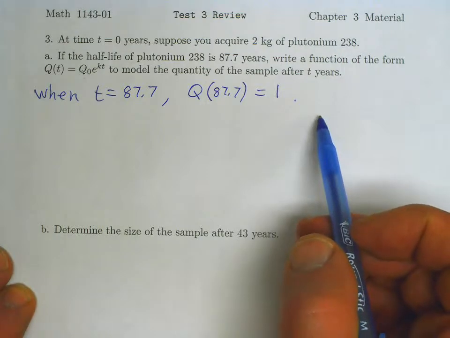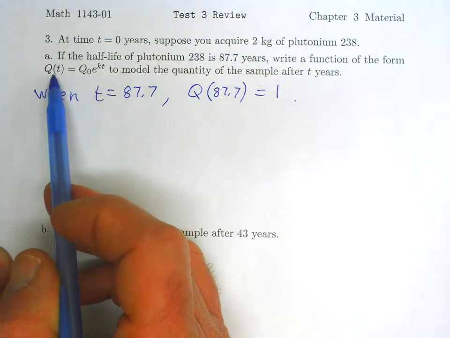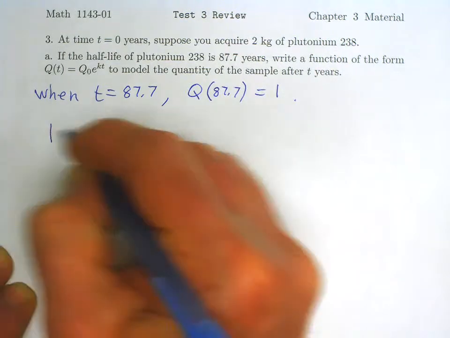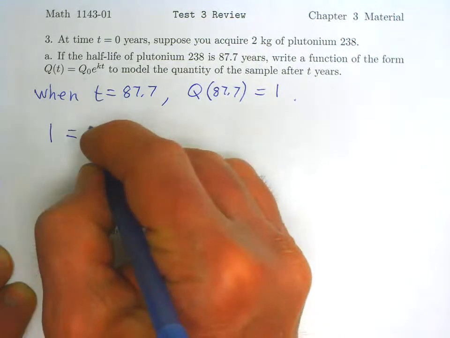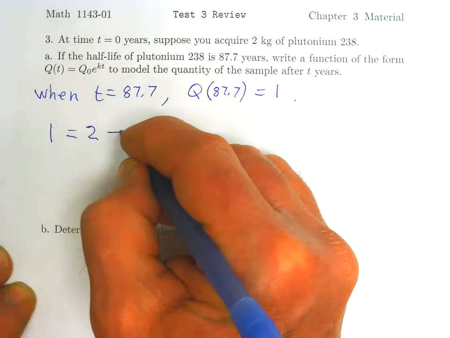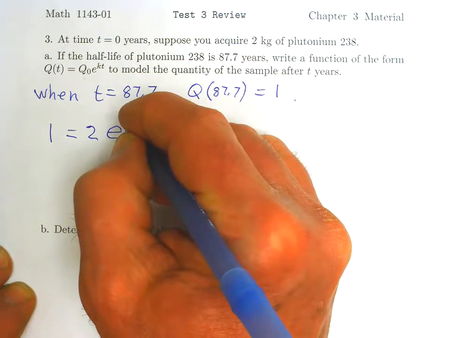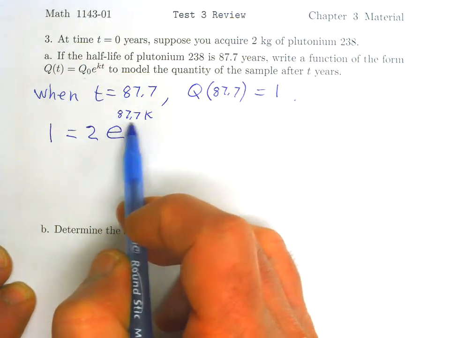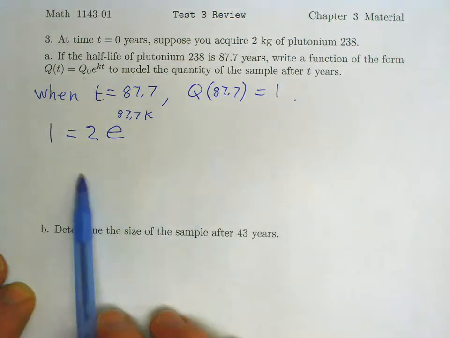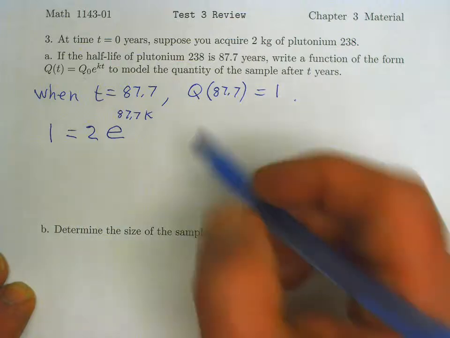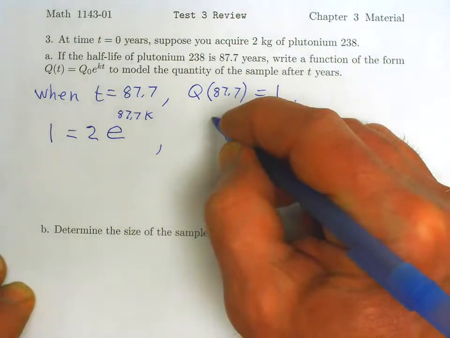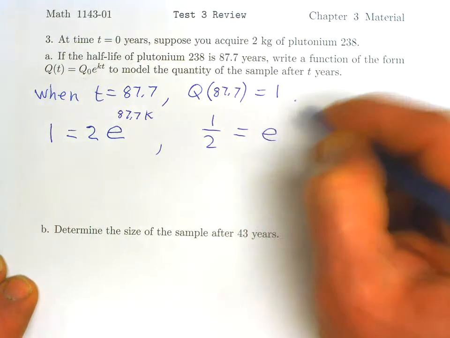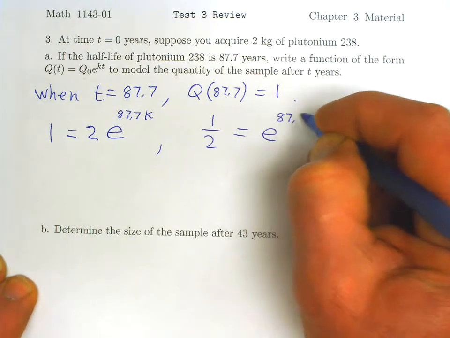Okay, so what do we do now? Well, we replace q of 87.7 with 1. The initial quantity is 2, and so it's 2 times e to the 87.7 times k, right? Because this is just doing what the half-life tells us. So we want to solve for k. First divide both sides by 2, we get 1/2 equals e to the 87.7k.